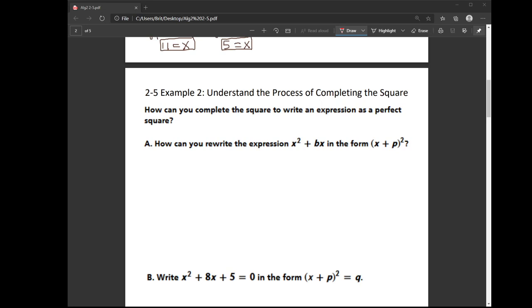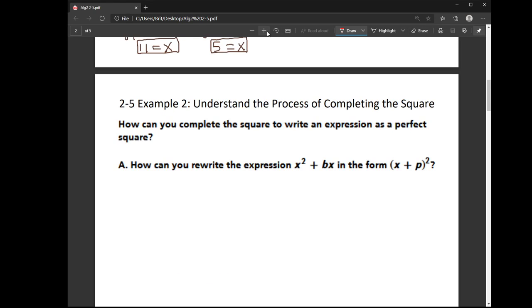In this video, I'm covering Example 2 from Section 2-5 in the SavvasRealize Algebra 2 textbook. So the goal of this video is to understand the process of completing the square. Completing the square is a method for solving quadratics in which we are trying to create a perfect square trinomial. Okay, so that's why example 1 was a little bit weird.